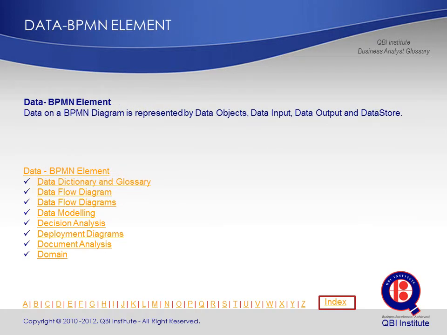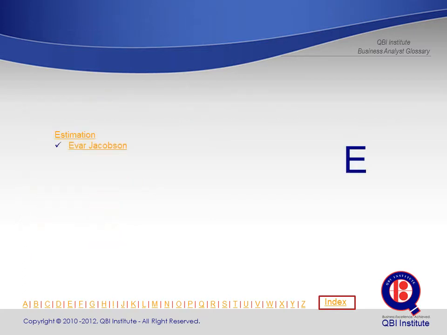Data BPMN element. Data on a BPMN diagram is represented by data objects, data input, data output, and data store. Estimation. Edward Jacobson.